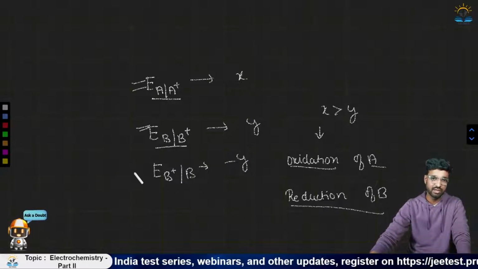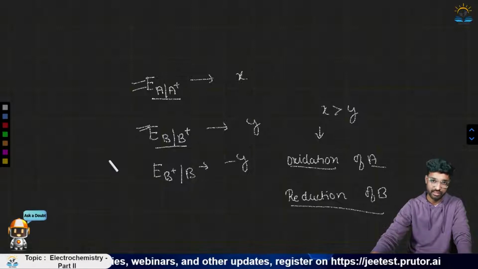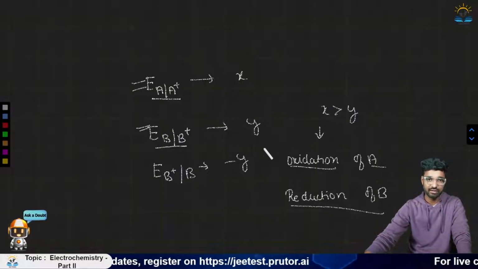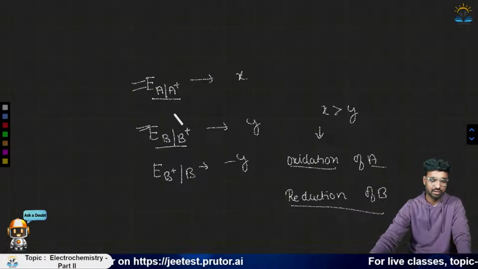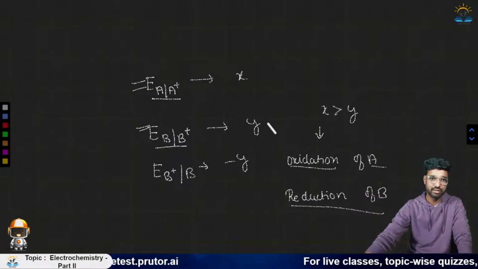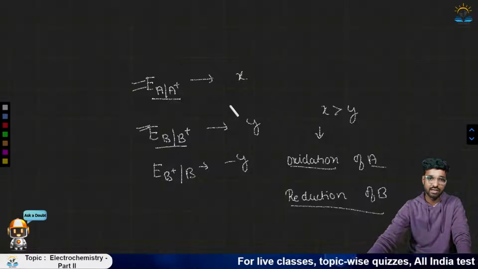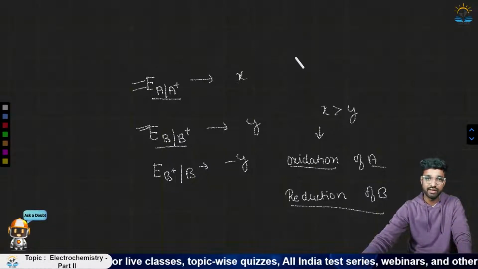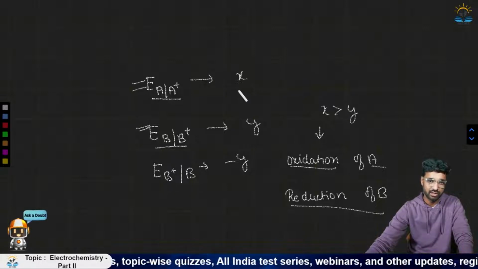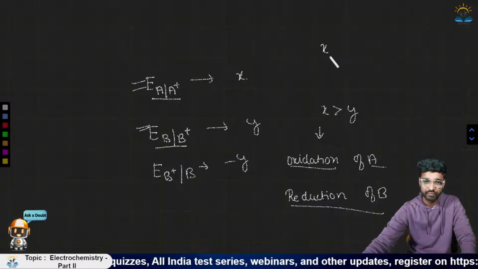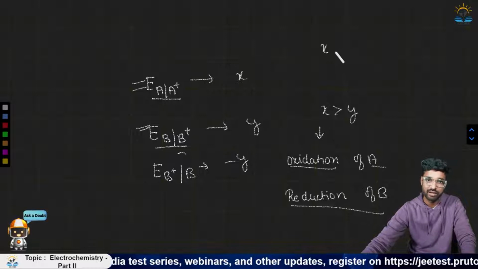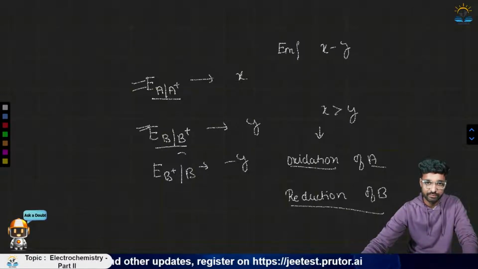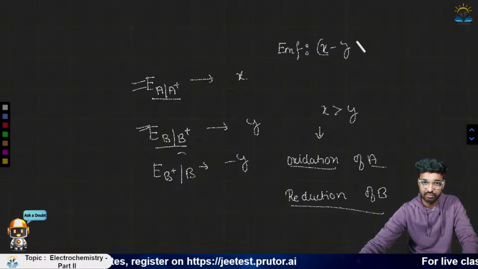And in case reduction potential is not mentioned or oxidation potential is not mentioned, then we will simply reverse the sign and add it. So if you want the EMF of this cell that is consisting of A and B, such that the reduction potential of A is greater than the reduction potential of B, then how will you find it? So you will take the summation of the reduction potential of A, that is X, and the oxidation potential of B, that is minus Y. So the EMF of that cell will be this, X minus Y volt.